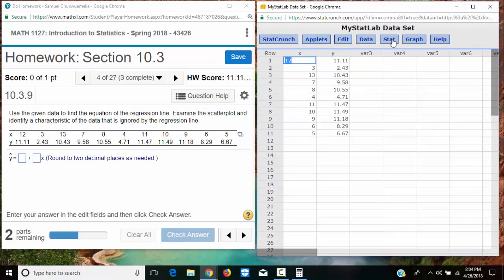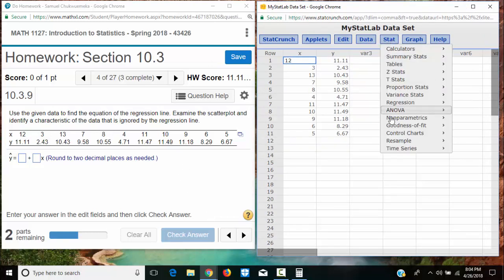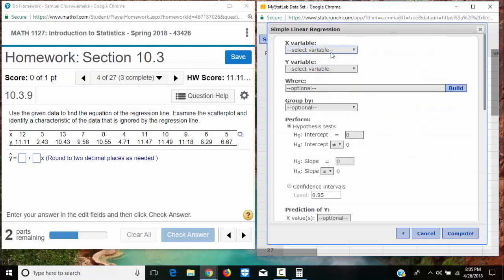So you go to Start, you go to Regression, you click on Simple Linear. For the X variable, select the X. For the Y variable, select the Y. And for this, you're not performing a hypothesis test or confidence interval, so you just leave this as is.